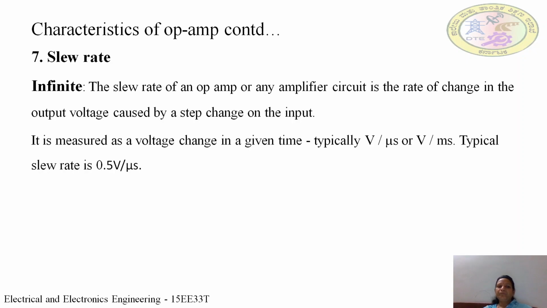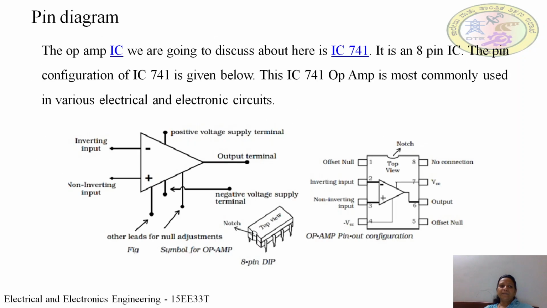Usually it is measured as a voltage change in a given time. Typically, it is represented in terms of volts per microsecond or volts per millisecond. So, a typical slew rate of an operational amplifier is 0.5 volts per microsecond. That is, for every microsecond, the operational amplifier would change its output by 0.5 volts. So this is slew rate. Ideally it is infinite, but practically it is 0.5 volts per microsecond.